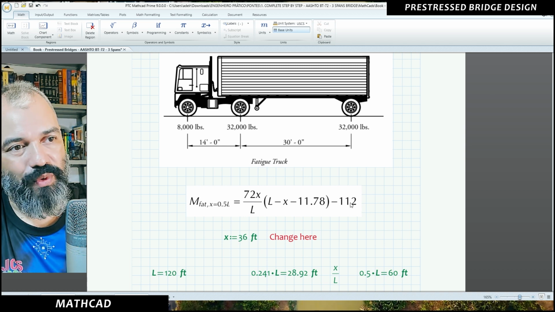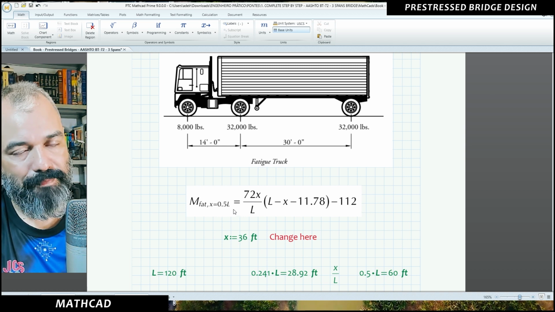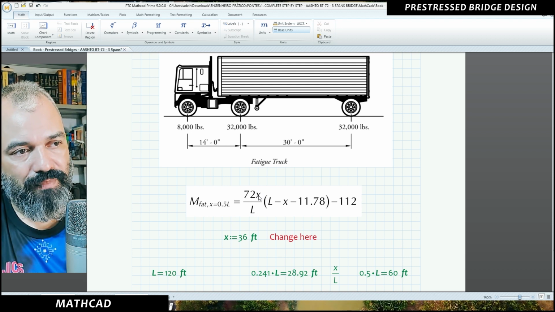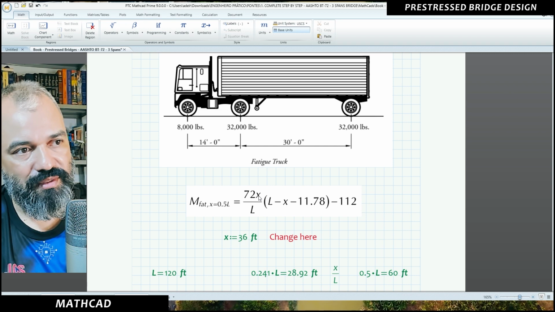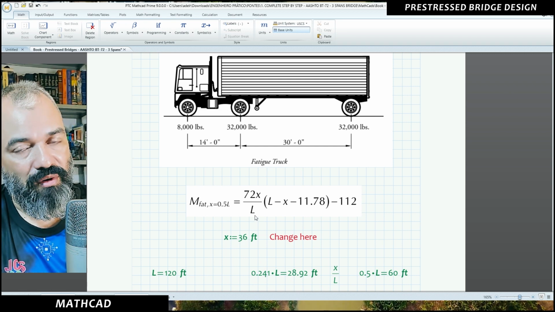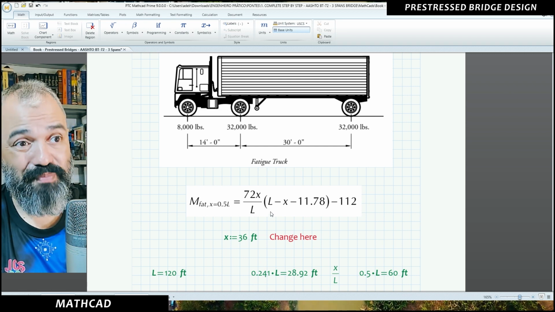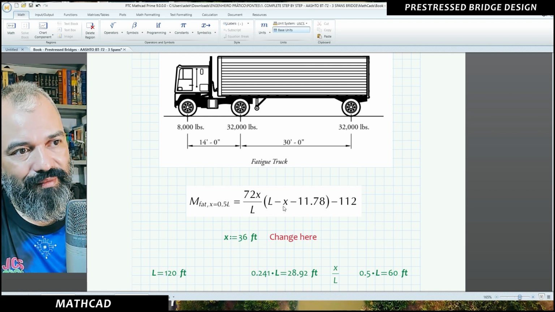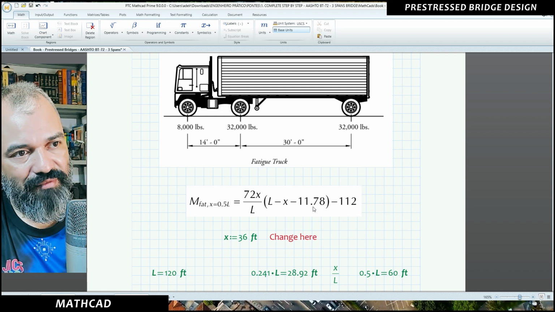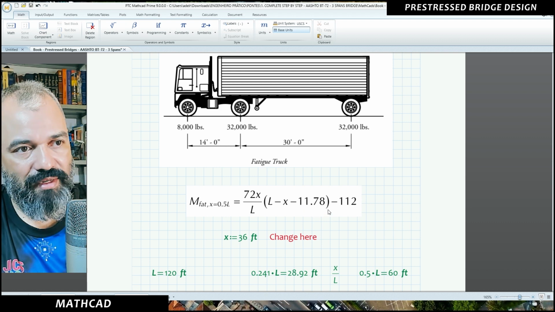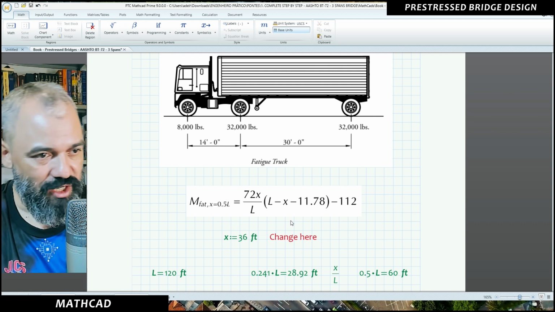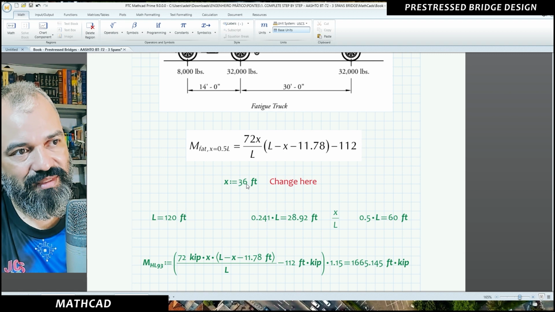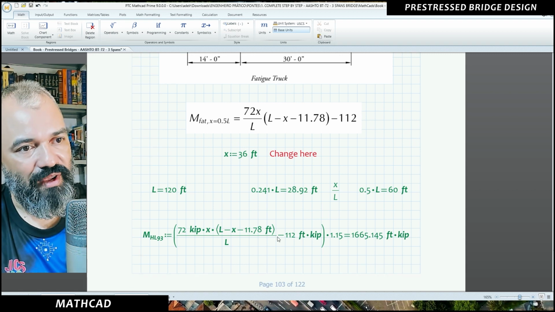You can use this equation in order to find the fatigue: 72 times the point that you want to analyze, divided by the overall length of the bridge, or better said, the span L, minus X, minus 11.78, minus 112. If I analyze it at the point 36 feet, you can find these results.